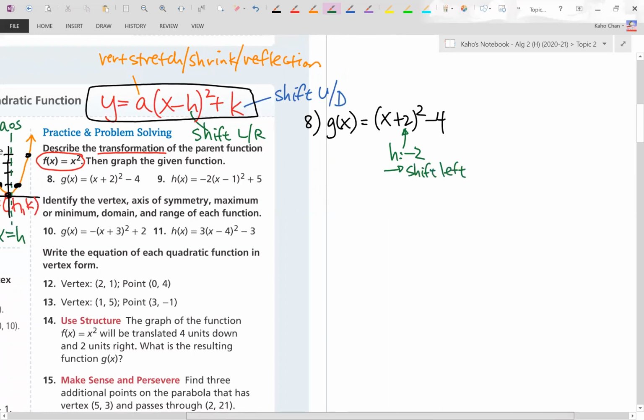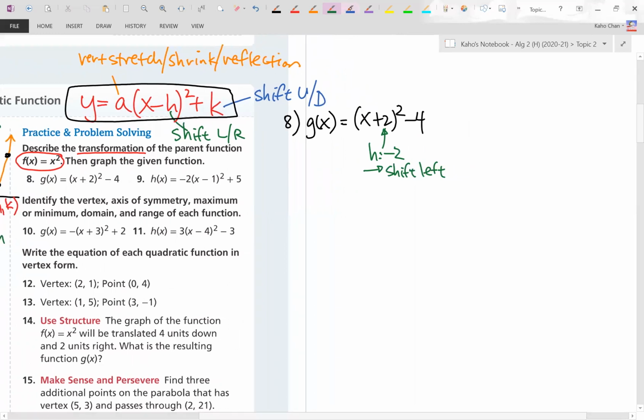The other value, -4, is on the outside. That one is up-down movement, so this is called shift down. Now we know shifts are all called translations, just a reminder of that. Those are your translations, okay? That takes care of number 8. Not too bad. Let's go ahead and do number 9.